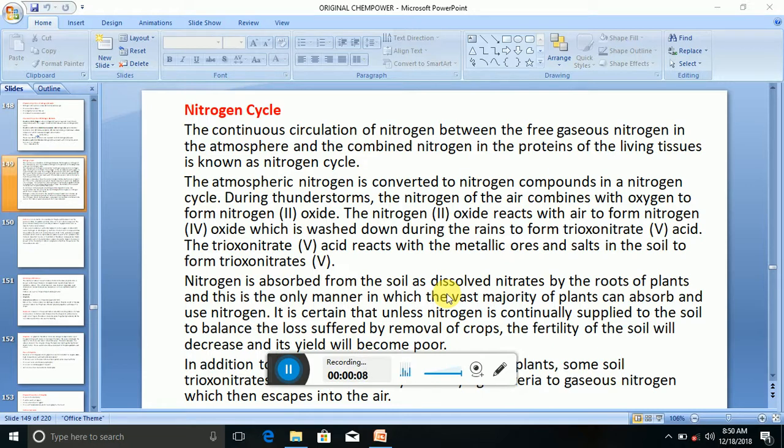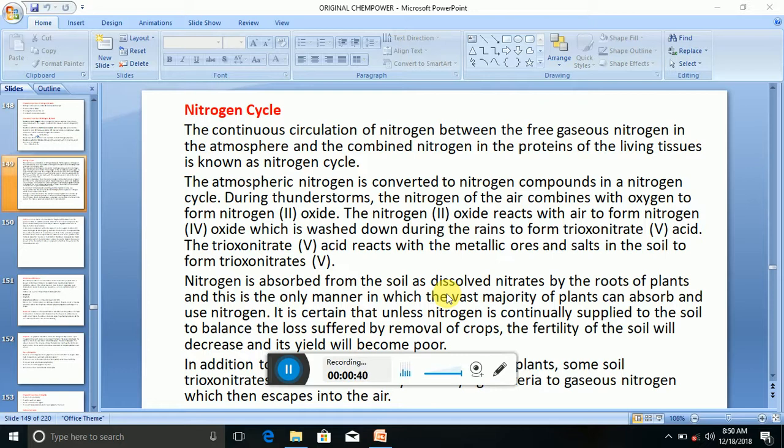What is the nitrogen cycle? It is the continuous circulation of nitrogen between the free gaseous nitrogen in the atmosphere and the combined nitrogen in the proteins of living tissues. So that is the nitrogen cycle. The continuous circulation of nitrogen between the free nitrogen in the atmosphere and the combined nitrogen in the proteins of the living tissues.